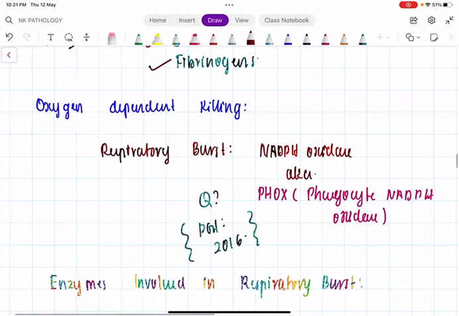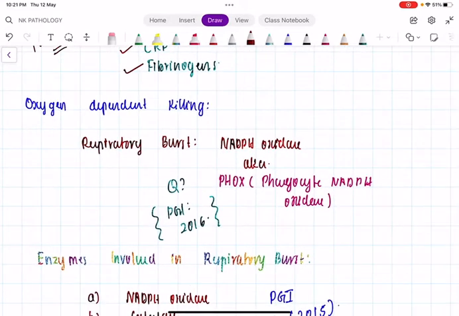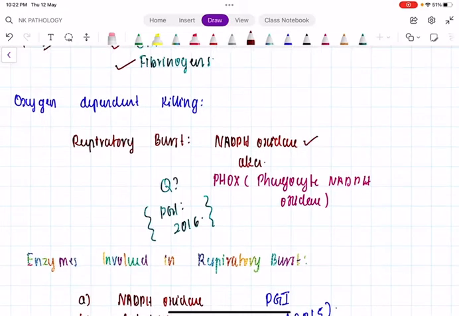Then we have oxygen dependent killing, that is respiratory burst. In respiratory burst, what is the name of the enzyme? It is called NADPH oxidase, also called PHOX. It has been a question in PGI 2016. Respiratory burst is because of which of the following? In that, the option was phagocyte NADPH oxidase, or PHOX. We have a disease in which this PHOX enzyme will not be produced. That is called chronic granulomatous disease. I will be discussing it later. So PHOX means phagocyte NADPH oxidase, that is responsible for the respiratory burst.